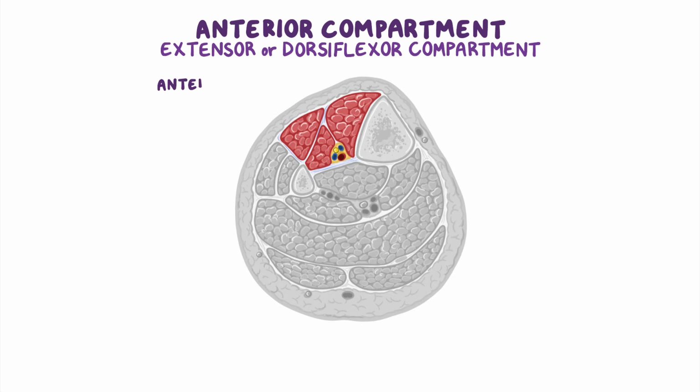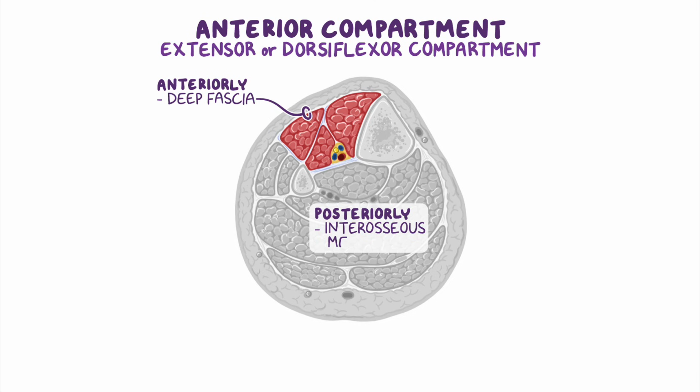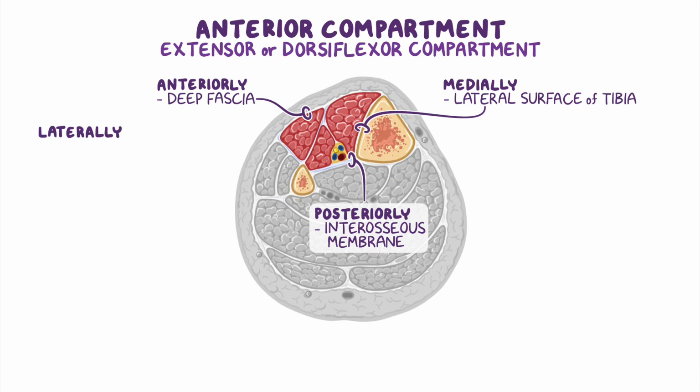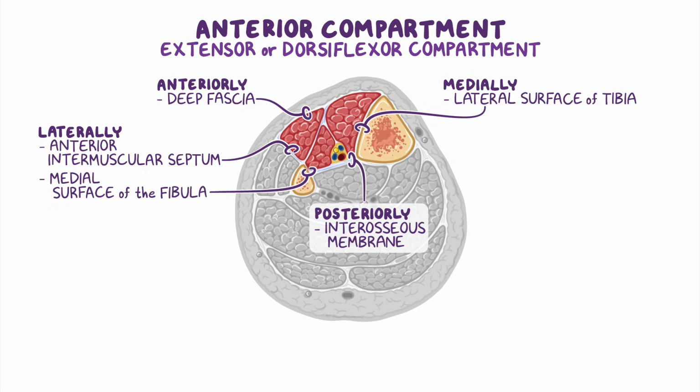It's bound anteriorly by the deep fascia of the leg and skin, posteriorly by the interosseous membrane, medially by the lateral surface of the tibia, and laterally by the anterior intermuscular septum and the medial surface of the fibula.